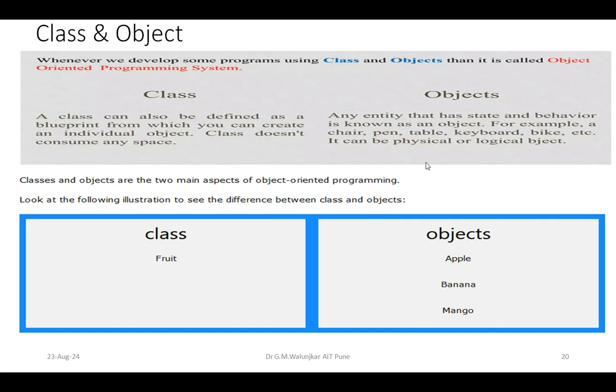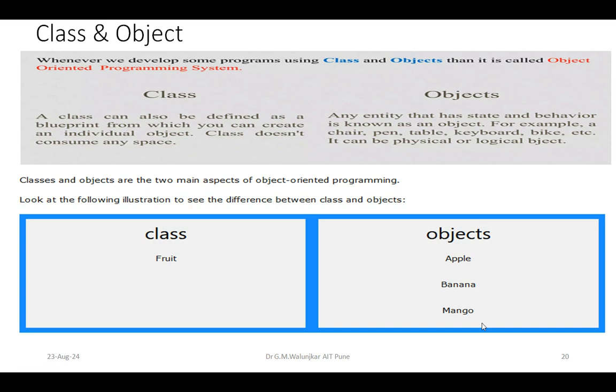An object, in short, is nothing but an instance of a particular class. Any entity that has state and behavior is known as an object, right? When we say animal, animal is your class, and say dog is the object of that particular class animal. Another example you can consider is fruit. Fruit is the class name, and the objects with respect to this fruit class are apple, banana, mango. So you can say an object is an instance of a class.